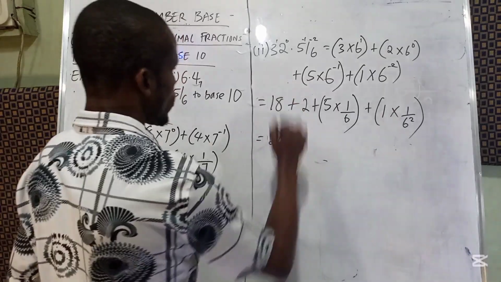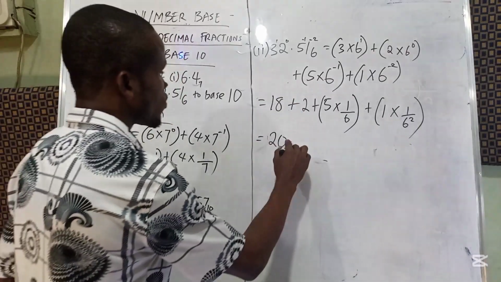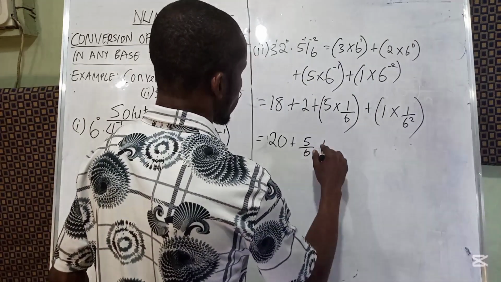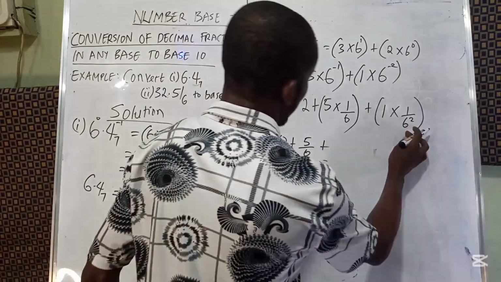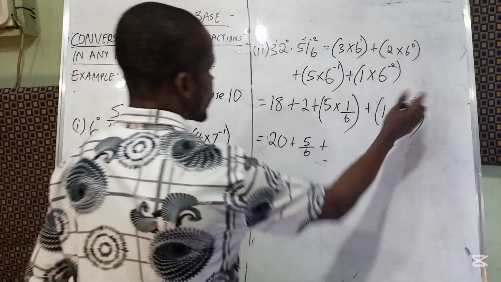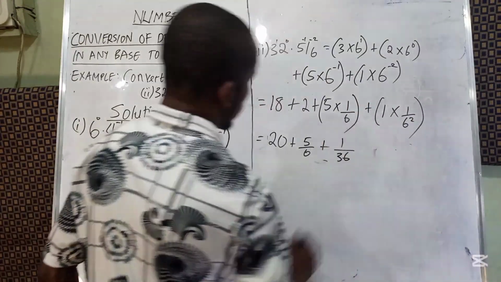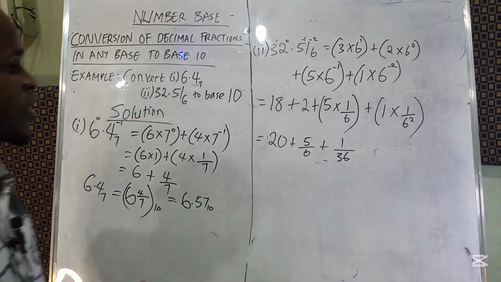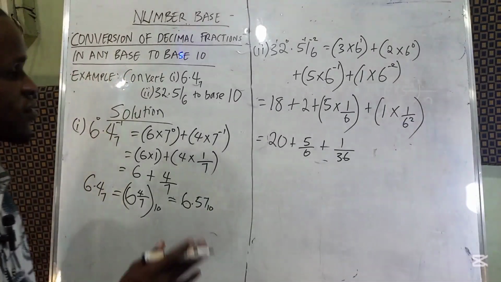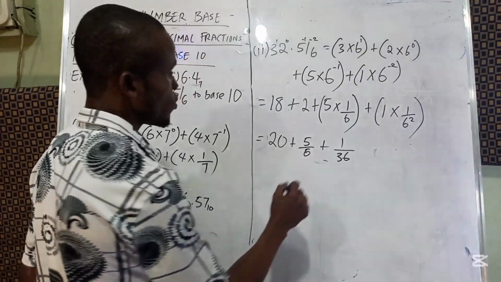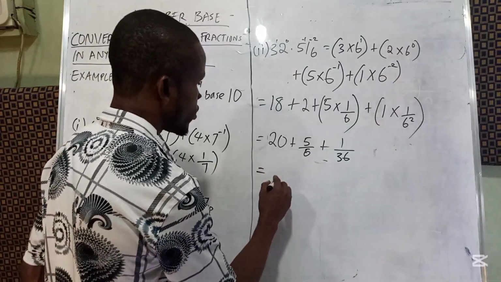That's 20. Right? So 20 plus 5 times 1 is 5. That's 5 over 6. Plus, remember 6 square is 36, right? So 1 times 1 is 1 divided by 36. That's 6 square. All right, so at this point, we'll have to find the LCM. The LCM of 36 and 6 is 36. All right, so the LCM is 36.